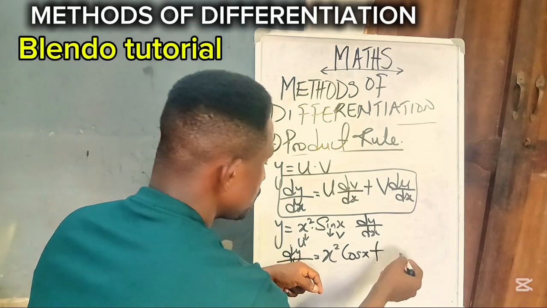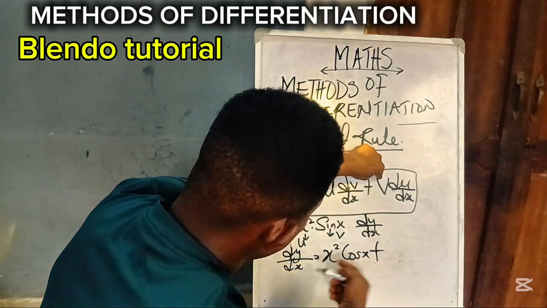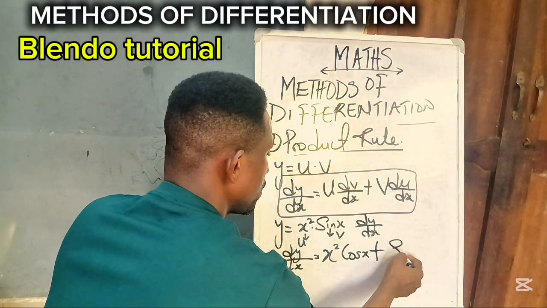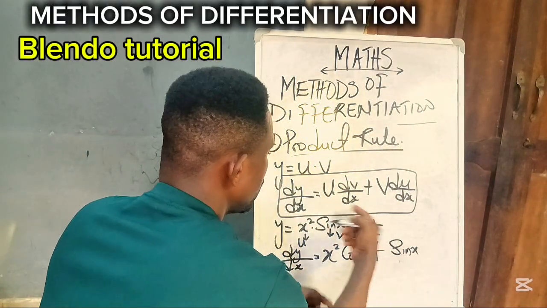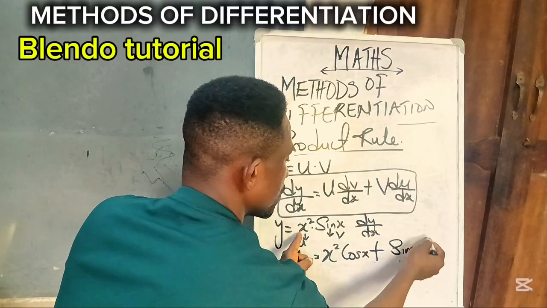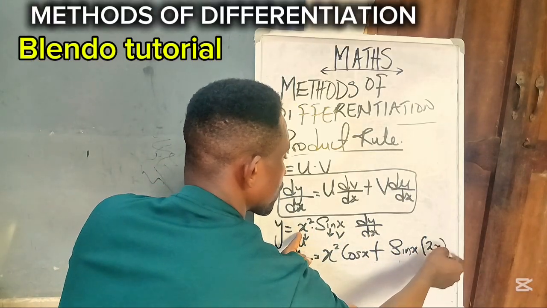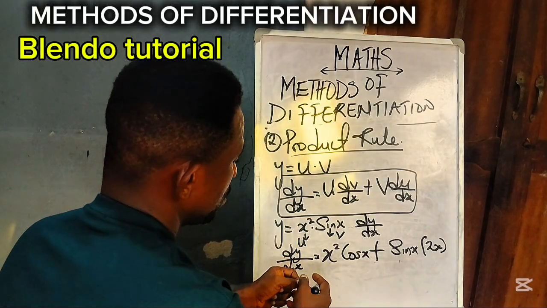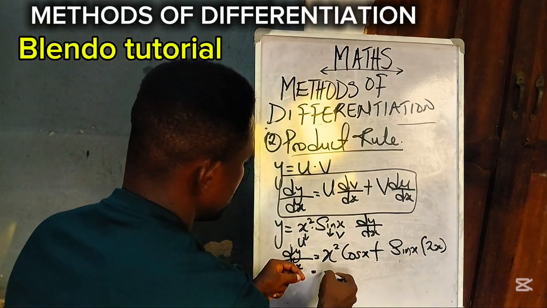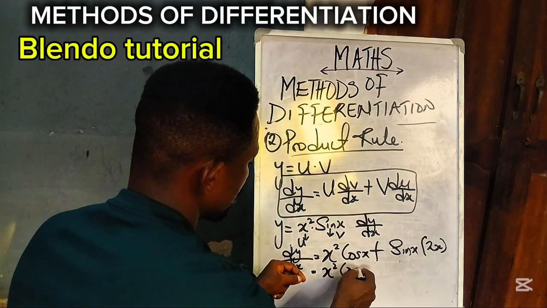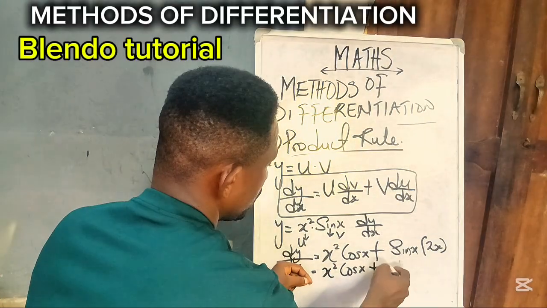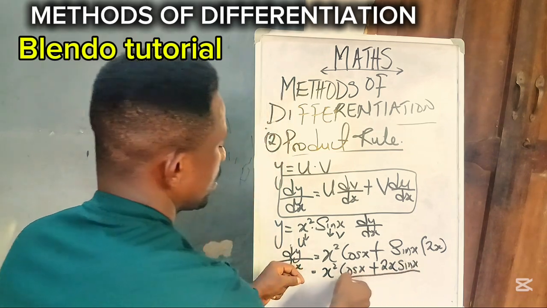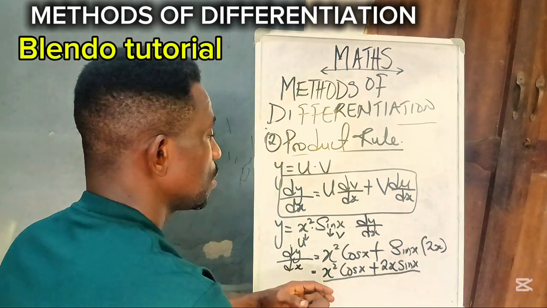Plus, this is v, and this is v, sine x. You keep it constant. Then differentiate x squared. You have 2x. Okay? So you rearrange it and write x squared cos x plus 2x sine x. And that is all.